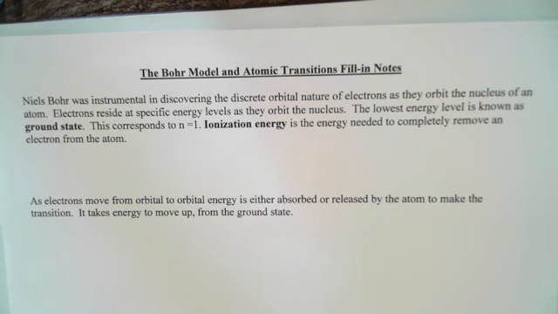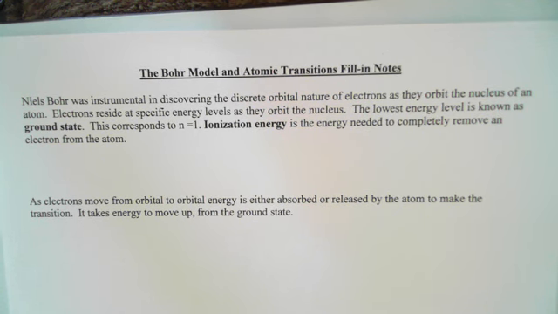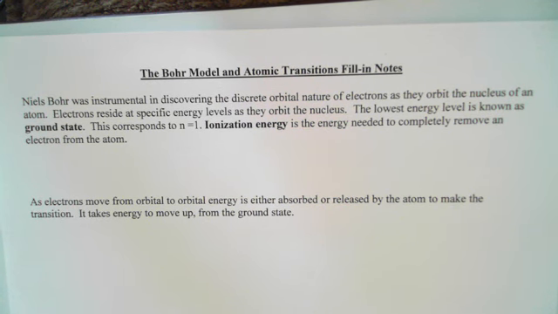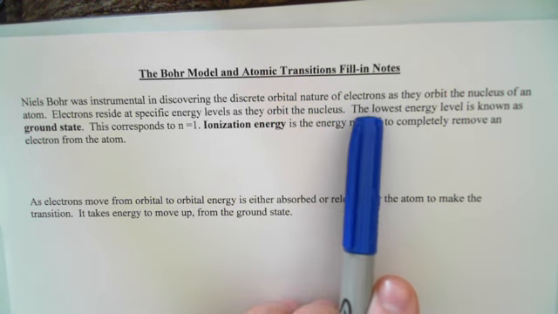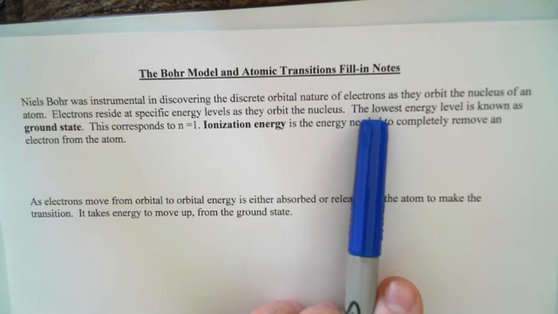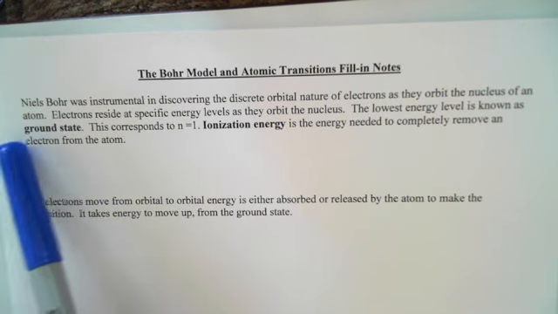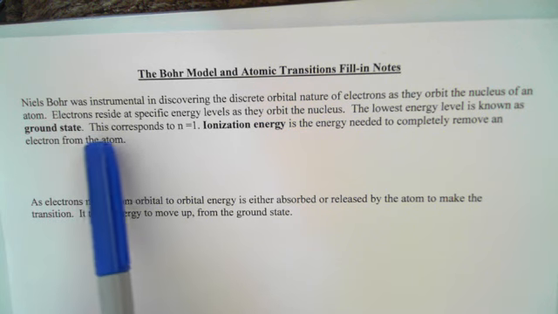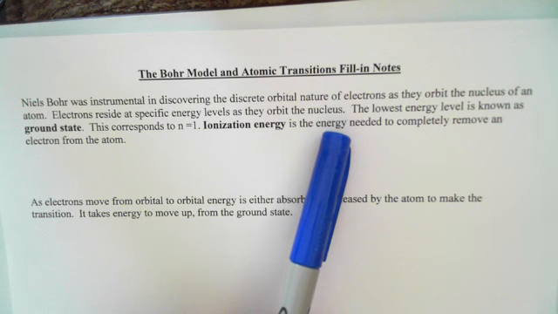Alright, so our next topic in our quantum mechanics unit, kind of going into nuclear physics, is dealing with the Bohr model, Niels Bohr's model, and atomic transitions. Niels Bohr was instrumental in discovering the discrete orbital nature of electrons, how they go around their atom in their orbitals as they orbit the nucleus of an atom.